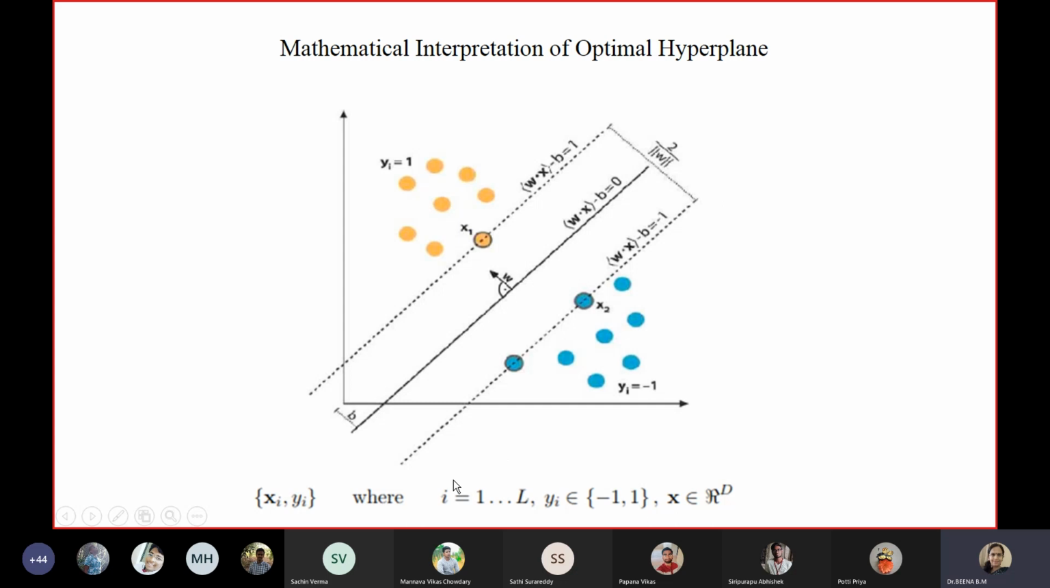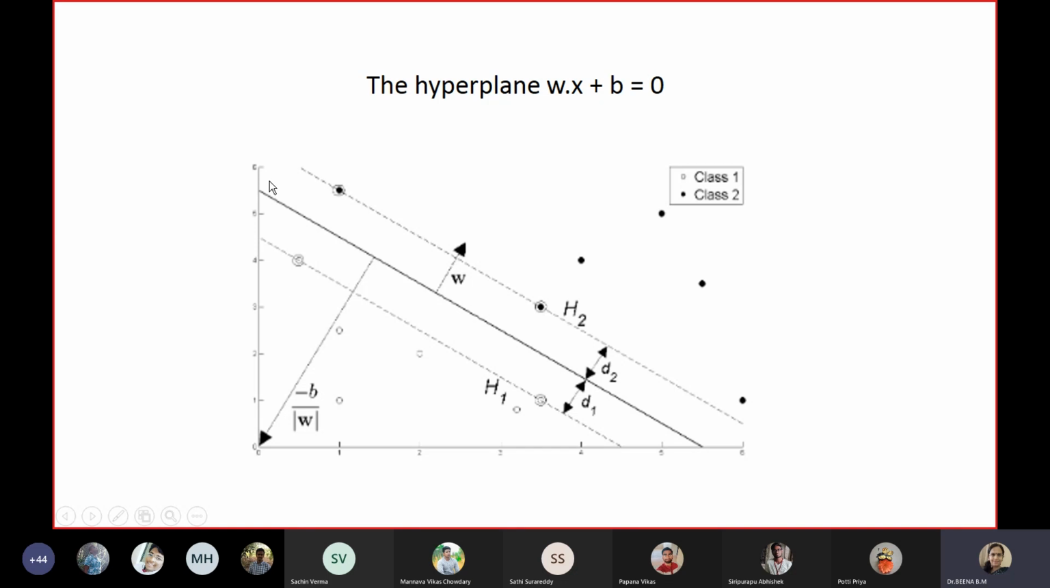It means there are L data samples, and how is the output label denoted? The output label takes the value of -1 or 1, where every x belongs to R^D, and D denotes the dimension. Now if we take the value of D as 2, we will be able to plot the diagram using only x and y coordinates. And here we have two different classes.